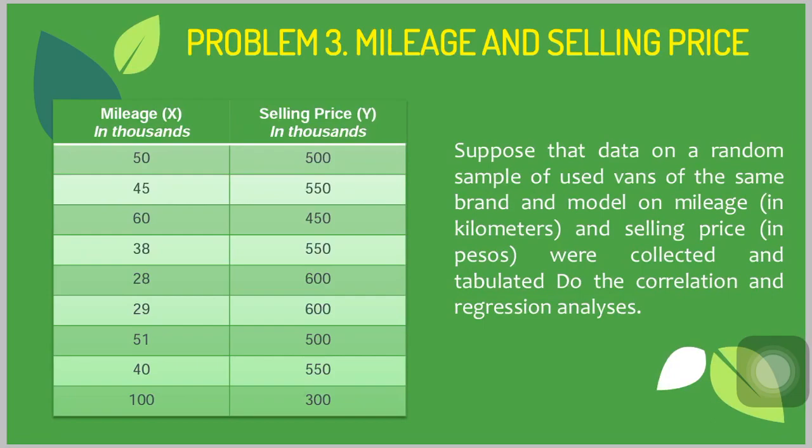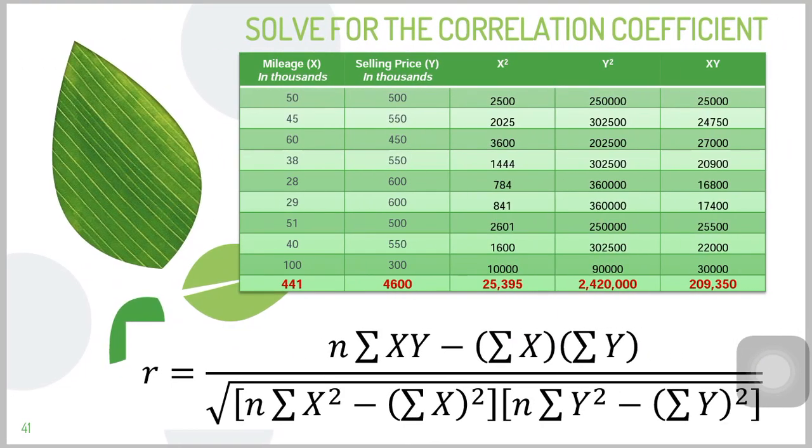In our table, the X column is for the mileage, how far a vehicle had already traveled, and Y is for the selling price in thousands. First is, we'll be solving for the correlation coefficient. You could do it manually, or you could also solve it using Microsoft Excel. You can pause this video if you need more time in solving for the table.